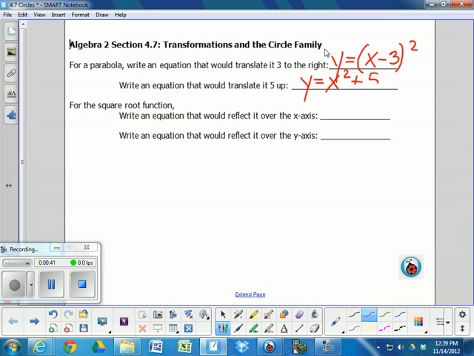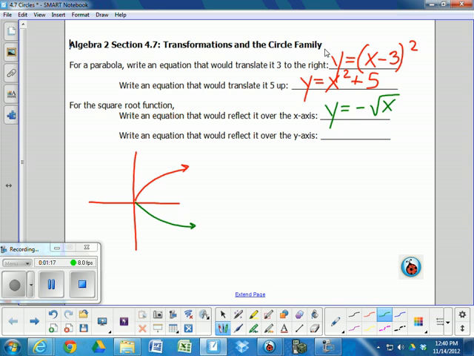X squared plus 5. Okay, so quick review here on translations before we move to the new thing, which will be circles and ellipses. Square root. With reflections and square roots, how do you flip it? Over the x-axis means instead of being here, which is normal, it's here. So how do we do that? How do we get it to flip downward? Negative square root of x. Good. That flips it over the x-axis.